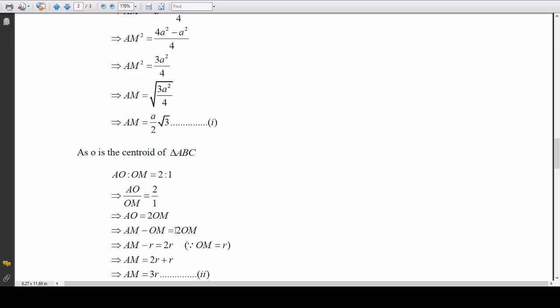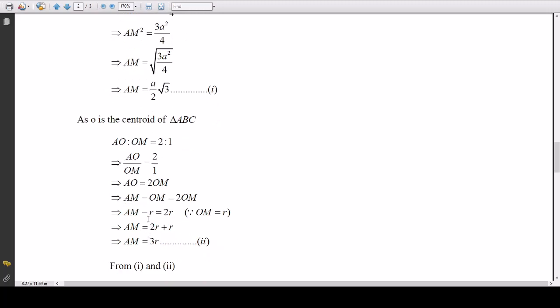What is the length of OM? OM is the length of the radius itself, and twice OM means twice the radius, since OM equals R. Now taking this R to the right side, AM will be 2R plus R, which gives us 3R.